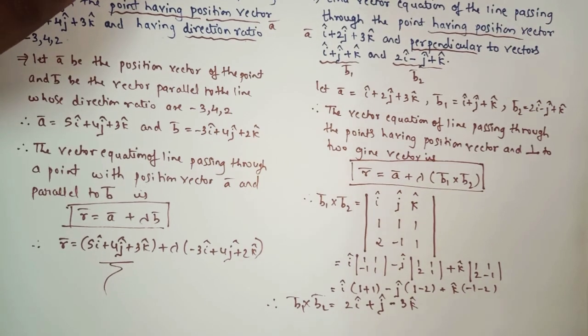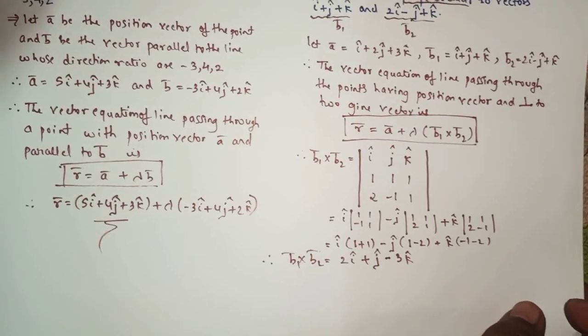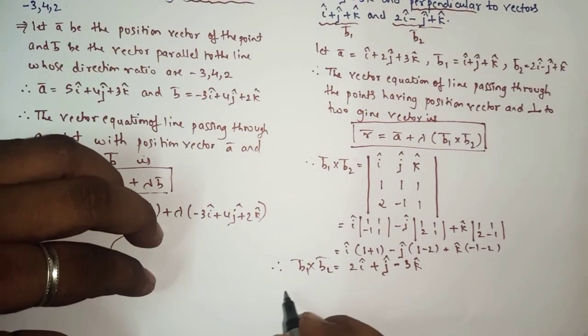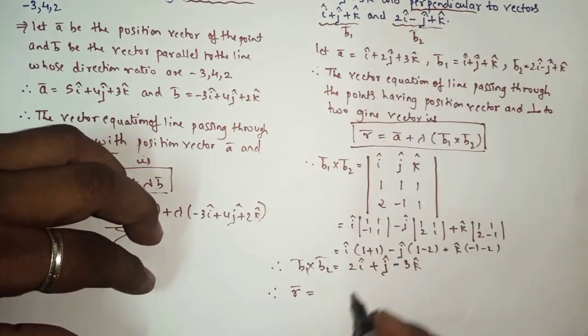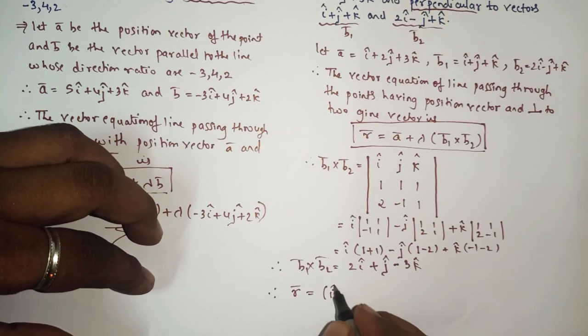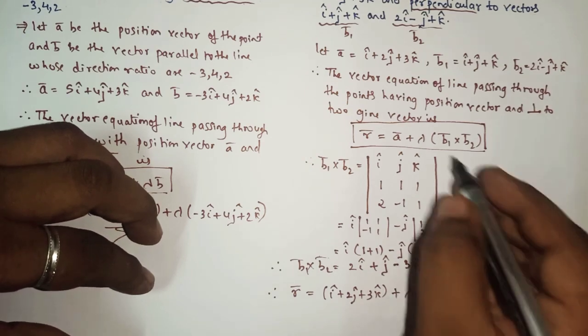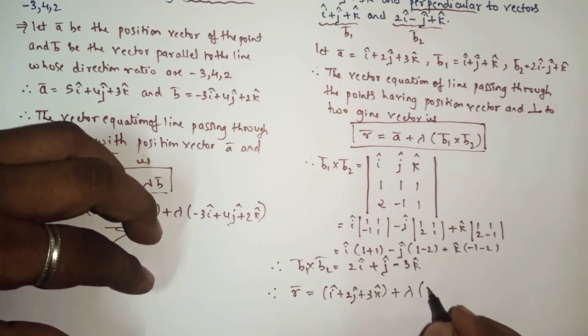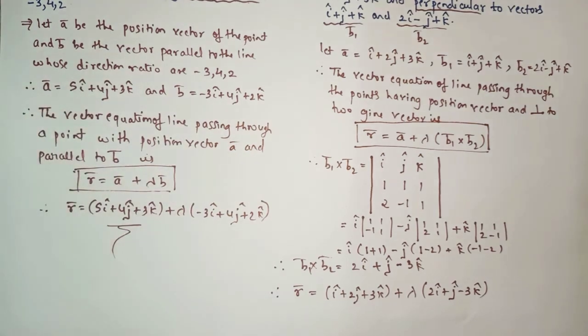Okay, after this, as we got b1 cross b2, we'll keep r as it is. What is a? That is i plus 2j plus 3k, plus lambda. And what is b1 cross b2? Here we got 2i plus j minus 3k. I hope you all understood question number four also.